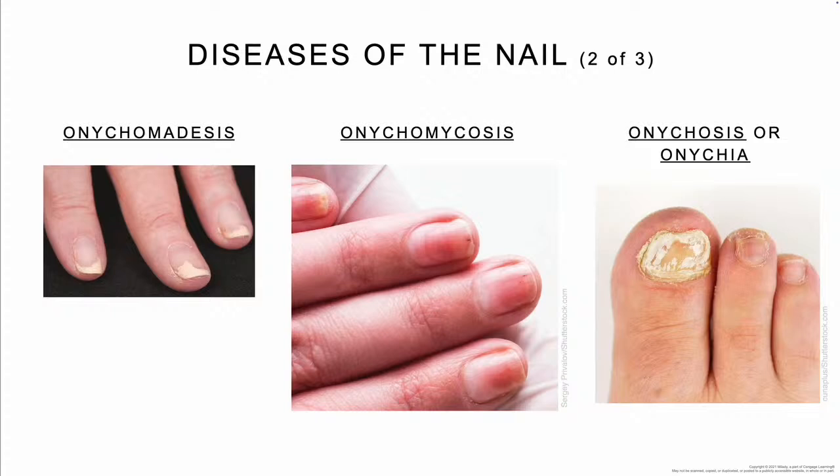Okay. Now, how does this happen? It can be from an infection. It can be an injury to the matrix or some type of illness. But a lot of times this happens with chemotherapy. People lose their fingernails sometimes.